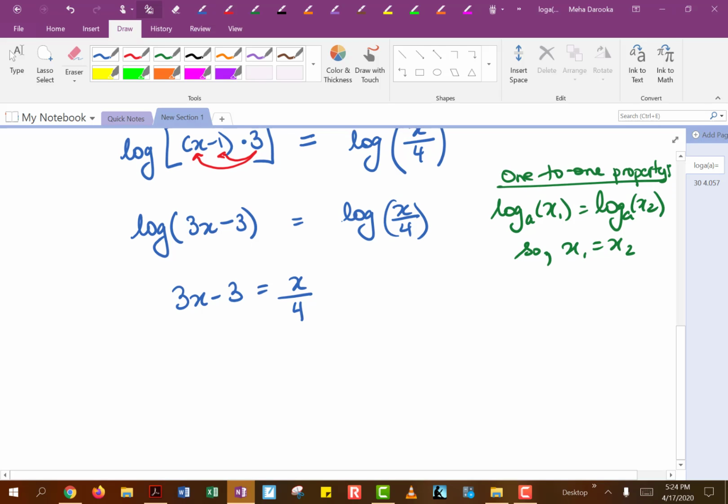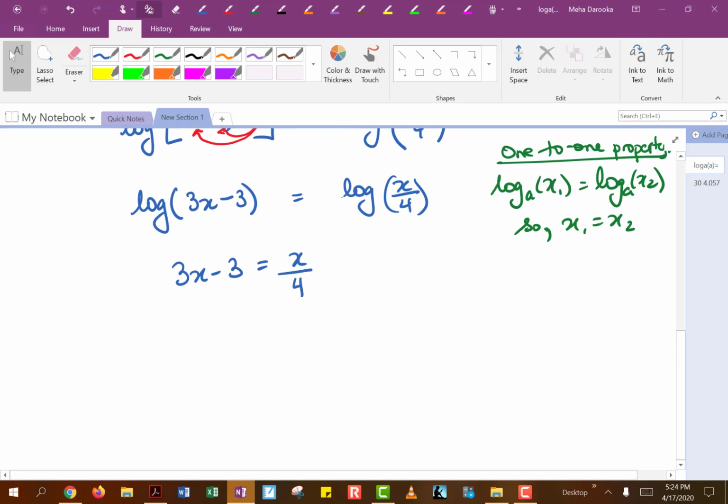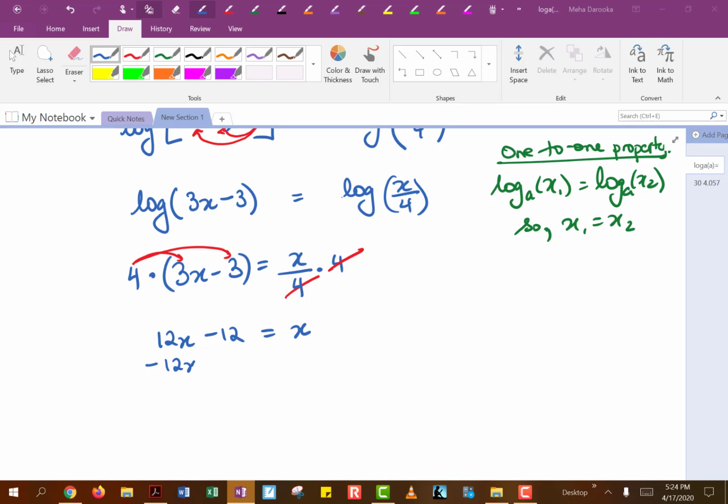Now, as you can see, we have an x term on the left-hand side and an x term on the right-hand side. So we want to try and get our x terms on the same side. So the first thing I will do here is multiply both sides of our equation by 4. Get rid of that denominator here. Distribute that 4 inside the parentheses. So that will of course end up giving us 12x minus 12 equals x. We want to get our x on the same side, so I'll go ahead and subtract this 12x. Move it to the right hand side.